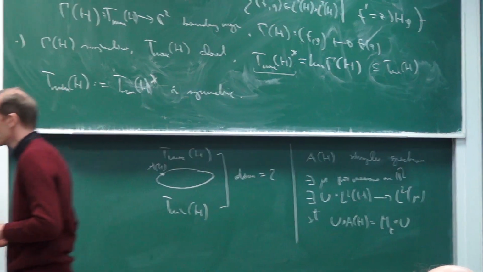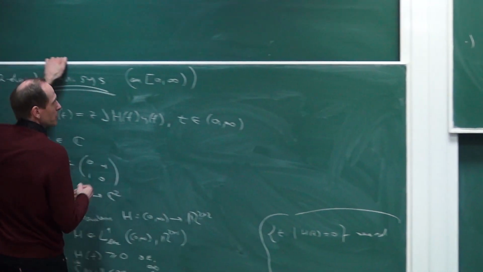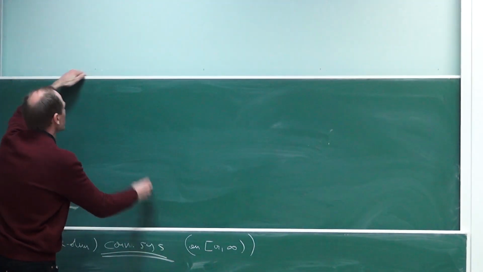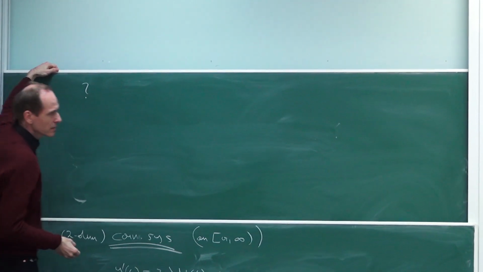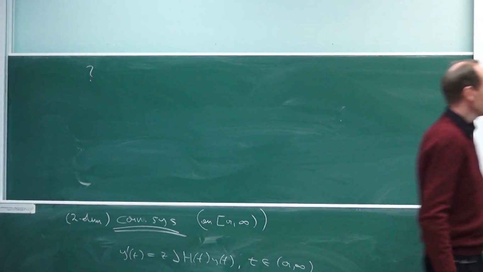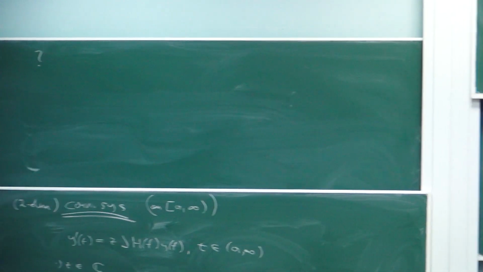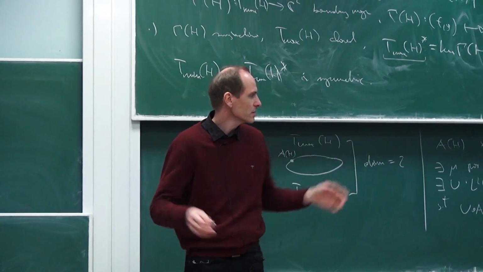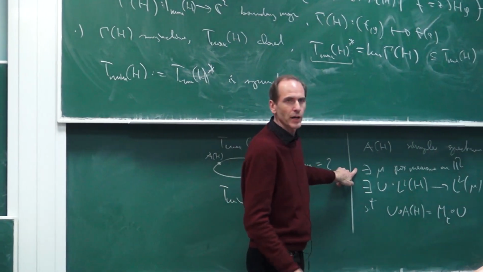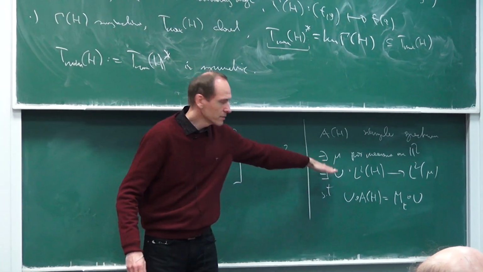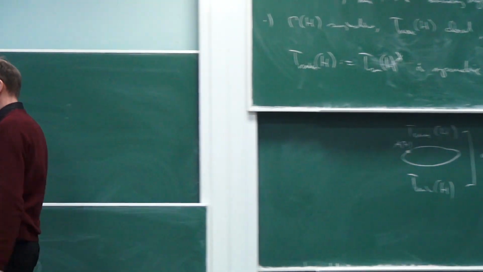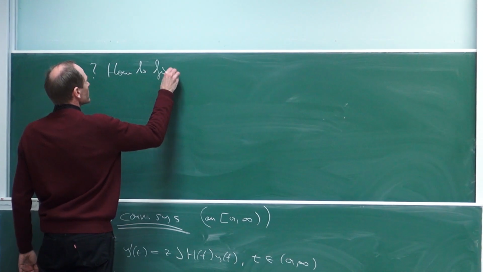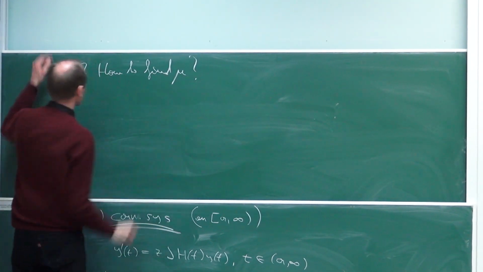And now the question arises: it's nice to have a spectral measure. It is, for example, given by the spectral theorem. The spectral theorem tells us it exists. The question is how to find it, or how to find one which does the job. So the question: how to find mu.